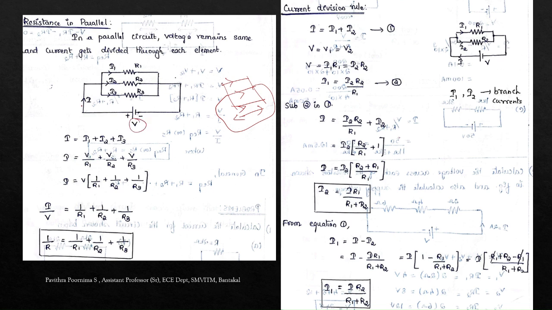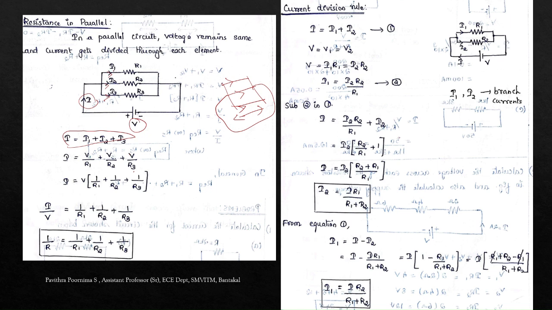So V is the total voltage and I is the total current, and this total current will be divided into I1, I2 and I3. We can say I is the total current and I1, I2, I3 are the branch currents. I equals I1 plus I2 plus I3, because the same I is divided into I1, I2, I3. So I equals V1 by R1, V2 by R2, and V by R3.